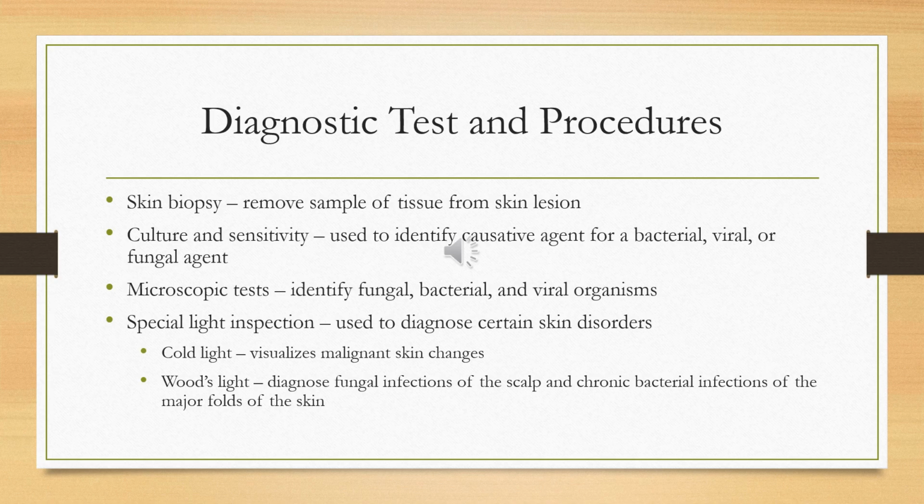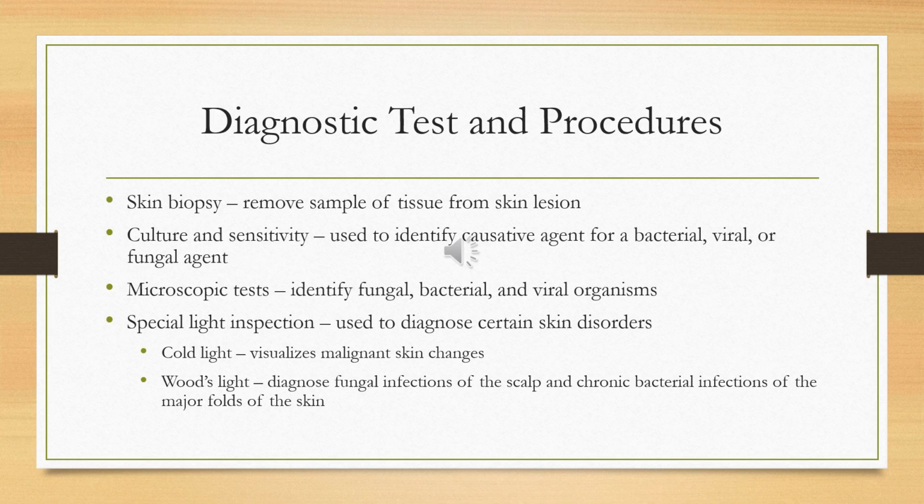So those are just some ways you can biopsy to determine if the person might have skin cancer or whatnot. You can do a culture and sensitivity. Culture and sensitivity is going to determine if there is some type of bacterial or viral or fungal infection. Culture is going to tell you if it's present. Sensitivity is going to tell you what type of antibiotic to use, what antibiotic, antiviral, or antifungal might be helpful, depending on what the causative agent might be.